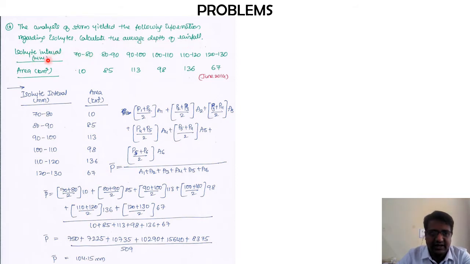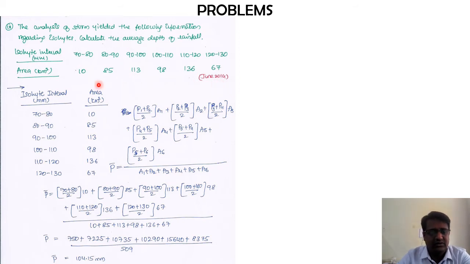The isohyetal interval in millimeters is 70 to 80, 80 to 90, 90 to 100, 100 to 110, 110 to 120, 120 to 130. And the area in kilometers squared is 10, 85, 113, 98, 136 and 67. The same question was asked in June 2014.